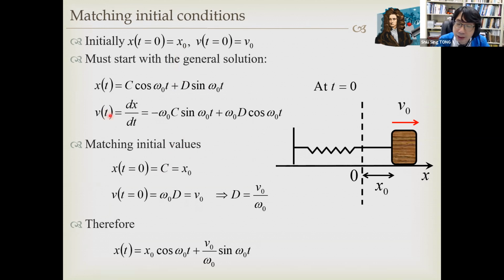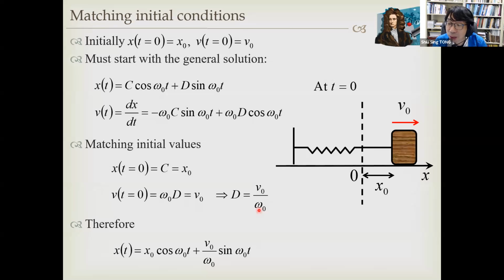And how about the velocity? The initial velocity is simply given by putting t equal to 0 in this equation. For this equation, the reverse thing happens. The sine term vanishes because sine 0 is 0. The cosine term remains, and cosine 0 is 1. So what remains is omega naught D. And I have the initial velocity v naught, so omega naught D is equal to v naught. That means D is equal to v naught over omega naught.